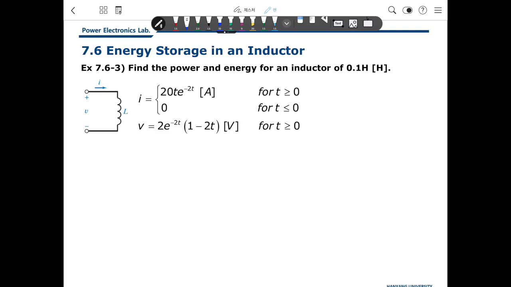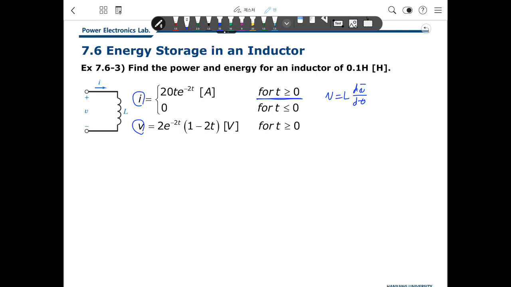This is another example over here. To find the power and energy for the inductor here, it looks more complicated, but it's not difficult because we already know the equation of the inductance. We want to know the relationship between the current and voltage, so we should use that.